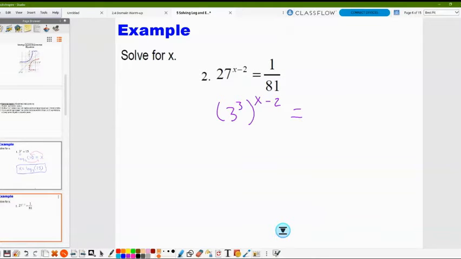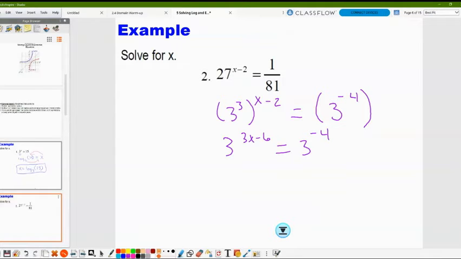And 81, that would be 3 to a negative power to move it across the fraction bar, and then that would be 3 to the 4th power, because 9 times 9 is 81, and each of those 9s is made up of 2 3s, so that would be 4 3s altogether. So that's 3 to the negative 4th. When we raise a power to a power, we multiply exponents. That becomes 3 to the 3x minus 6. Make sure you're distributing that 3 to both parts of that exponent. And then this one just stays 3 to the negative 4th.